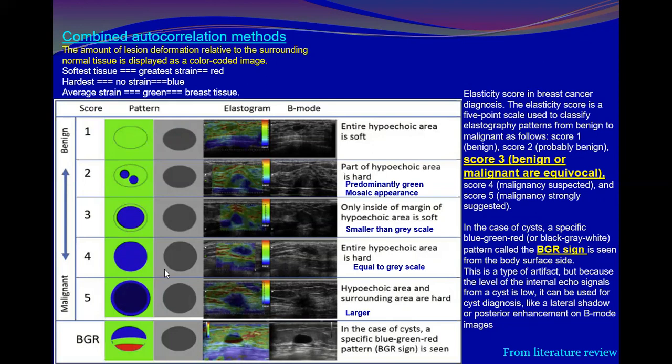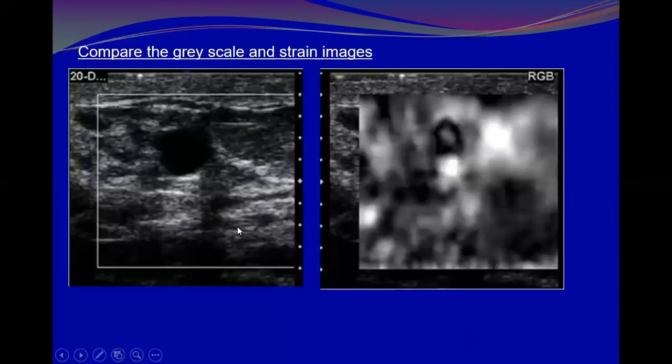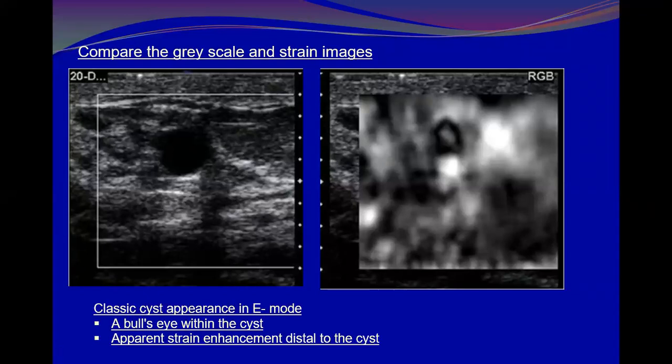But also, in the black and white image, you'll see the typical bullseye. The lesion is smaller than on grayscale and demonstrates this typical bullseye appearance of a cyst. It is the classic cyst appearance in elastography: a bullseye within the cyst, as well as posterior or distal to the cyst, you will find this strain enhancement. This is typical of a cyst.